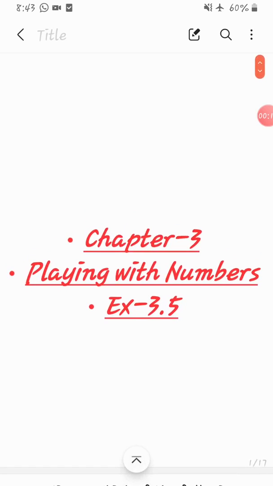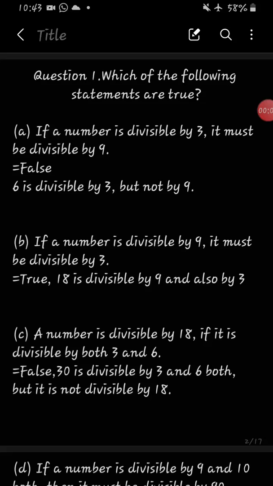So today we will start with chapter 3, Playing with Numbers, exercise 3.5, as we have already discussed the introduction part of it. So let's start the video. So here is our first question. Which of the following statements are true?